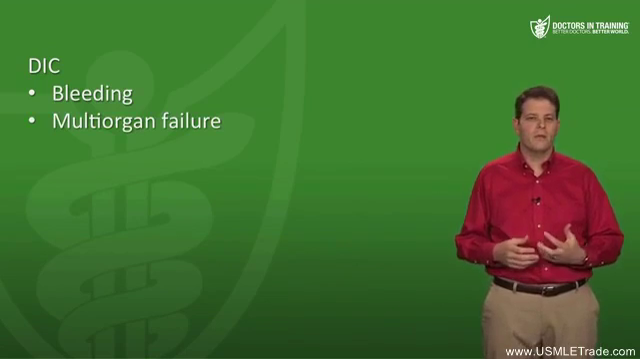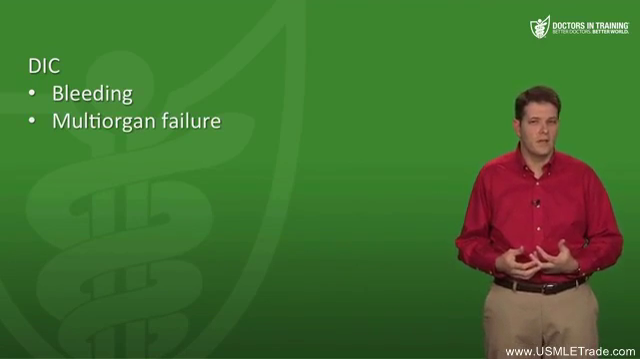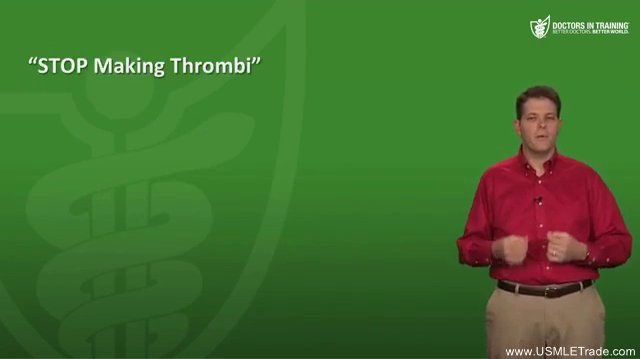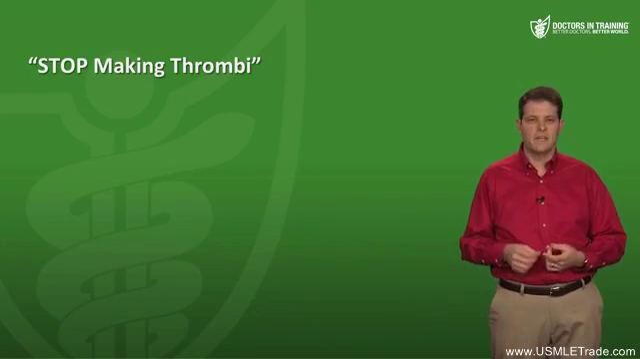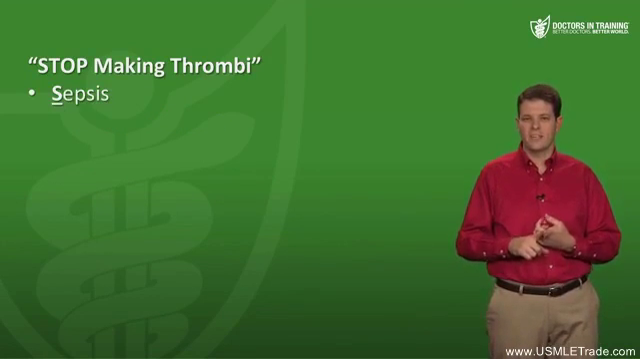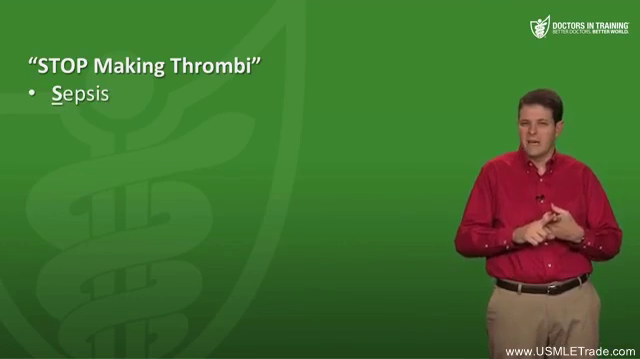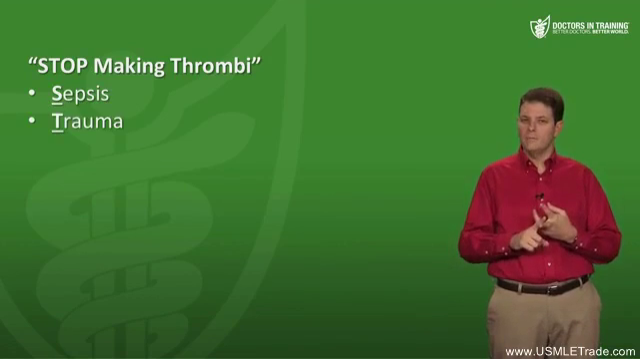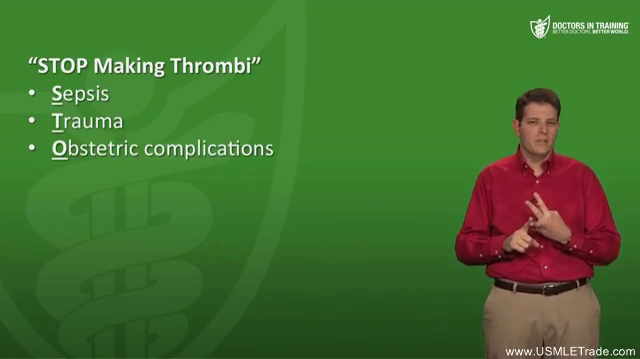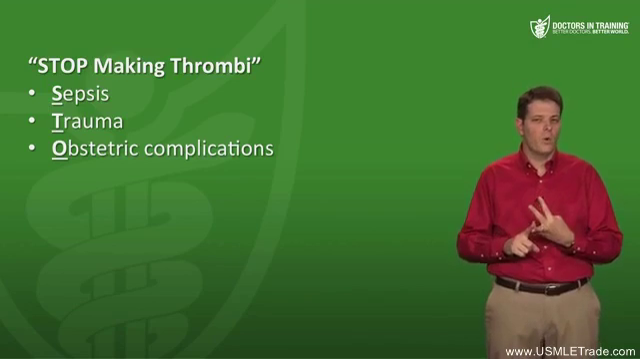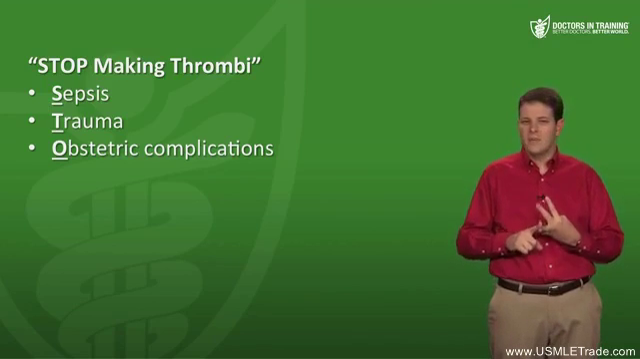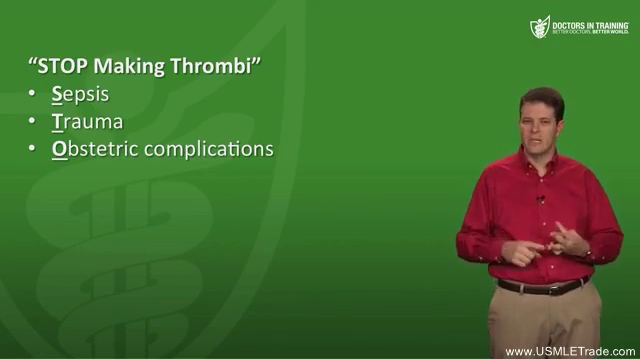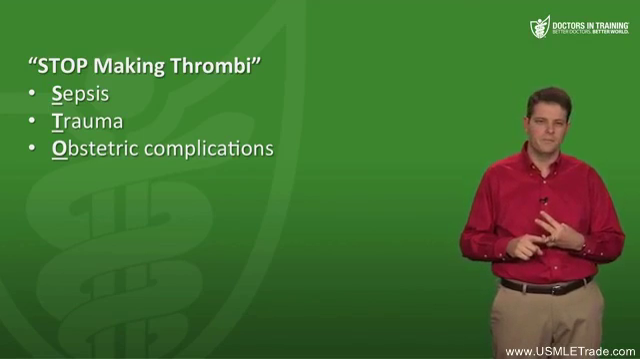It's important to remember the potential causes of DIC. And there's a good mnemonic for this one too. Stop making thrombi. That stands for sepsis, which is classically gram-negative sepsis, but any kind of sepsis can do it. Trauma, obstetric complications, especially amniotic fluid embolism or abruptio placentae. So anytime you see a postpartum patient with excessive bleeding, think about the possibility of DIC.